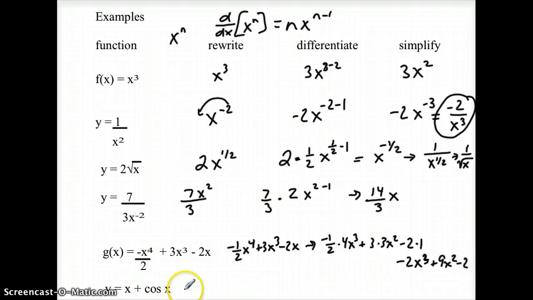And finally, y equals x plus cosine x. We don't have to rewrite it. We're just ready to take the derivative. The derivative of x is 1. The derivative of cosine is negative sine x. So that's our full answer.